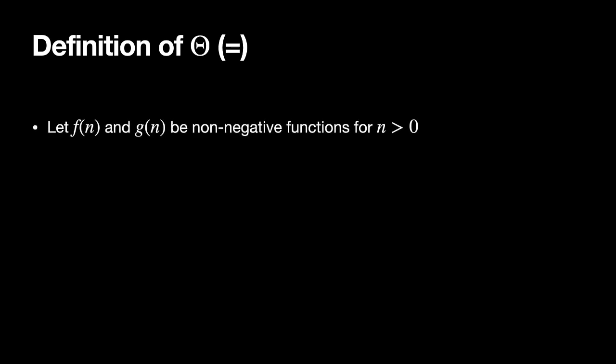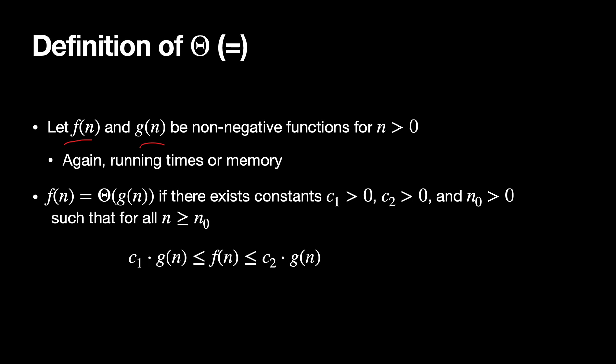Okay, so let's look at our third notion here, the big theta. So theta is kind of equivalent to equals, to two functions being essentially identical, except for the scalar, the multiplier difference between them. Okay, so just like before, we'll start with this idea of two different functions, f and g. They'll both be non-negative functions on n. Again, they represent either running times or memory, things that are strictly positive anyway.